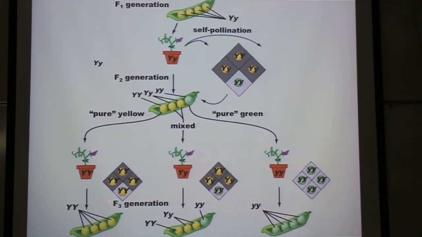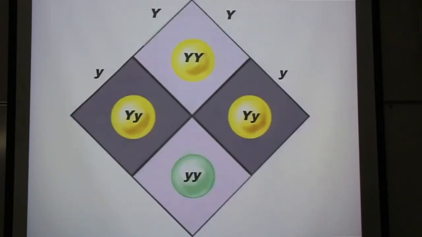In your F3 generation, if you pick the big Y, big Y one, it would give you all yellow seeds. If you pick either of the other two, it would give you your 3-to-1 ratio again. So this F3 ends up looking like the F2. Whereas if you take the green one, you'll get all green seeds, like the P generation of that particular one that we saw.